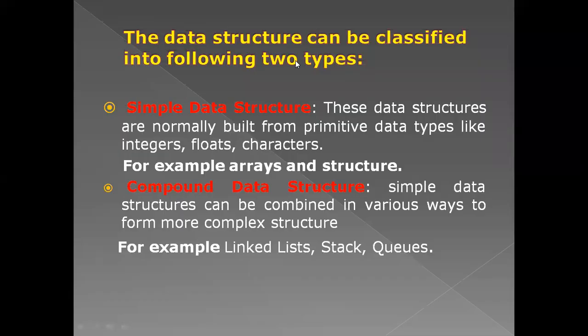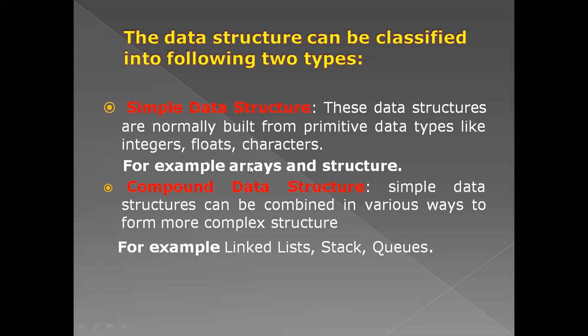After that, data structures are classified into the following two types. What are the two types? The very first type is the simple data structure. Now the question comes, what is a simple data structure? Simple data structures are built from the primitive data types. What is a primitive data type? The primitive data types are the basic data types, like integer, float, character, string. All these are the basic data types of Python. Any data structure made from the basic data types is known as a simple data structure.